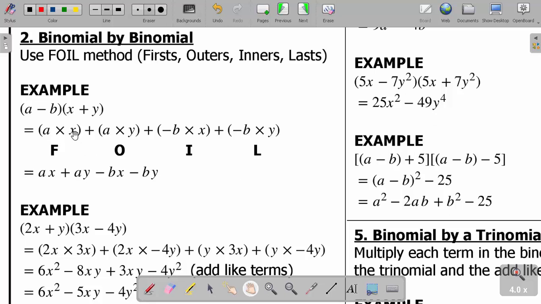And then the inners, now doing this one here, it's going to be minus b multiplied by x, okay, and then the last is going to be minus b multiplied by y, okay. So if I simplify, a times x, I get ax. What about a times y? It's going to be ay. Minus b times x gives minus bx. What about here? I get minus by. So that's my answer. Using the FOIL method to multiply a binomial, that is 2 terms times other 2 terms, expressed together.